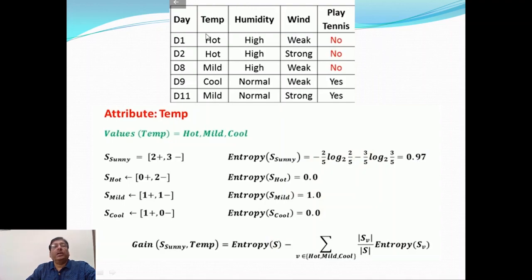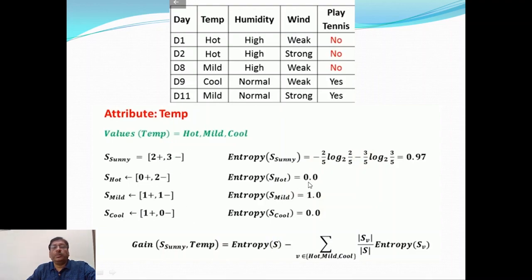Now you need to calculate the entropy for hot, entropy for mild and cool with the same procedure. So hot appears how many times? Two times, and both times it is negative. So 0 positive, 2 negative. Mild appears two times, negative and positive, so 1 plus 1 minus. Cool appears one time, which is positive, so 1 plus 0 minus.